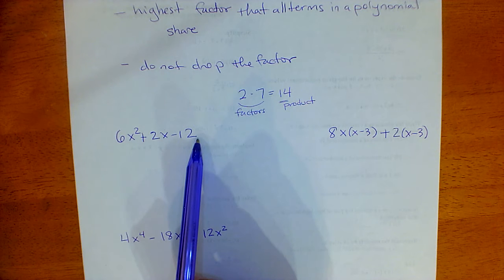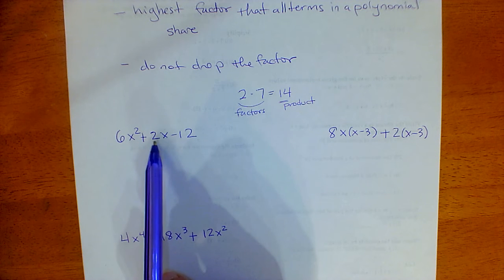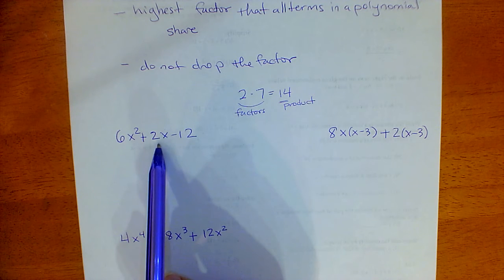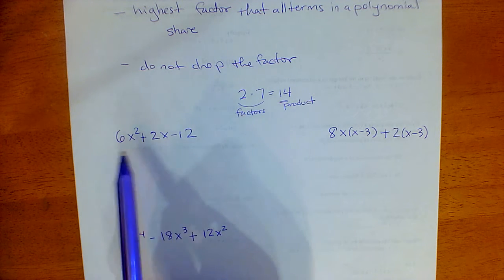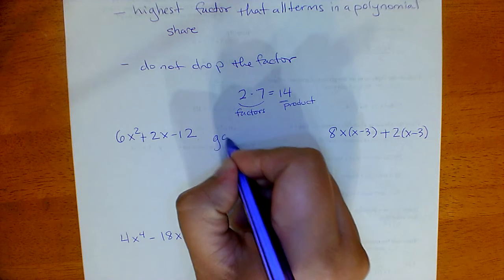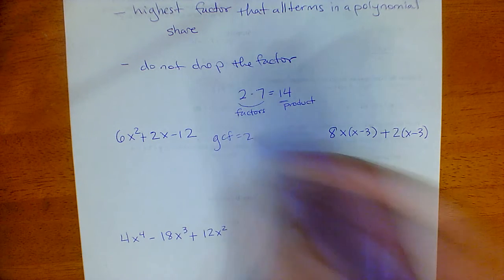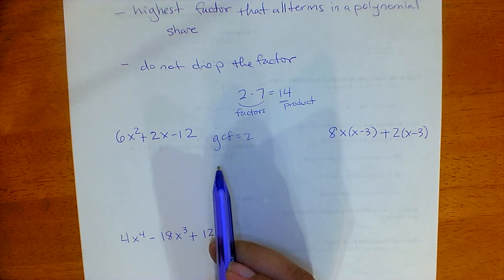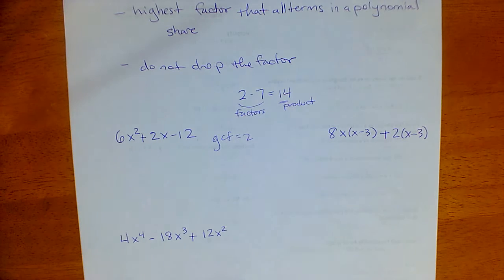And that's the most that all 3 can give evenly. Even though 6 and 12 both divide by 6, this 2 is not divisible by 6 because 2 divided by 6 gives us a partial value and not an integer value. So we can only use 2 as our GCF. And so I just like to write myself a note so that I don't forget what my greatest common factor is supposed to be as I'm working with this problem.